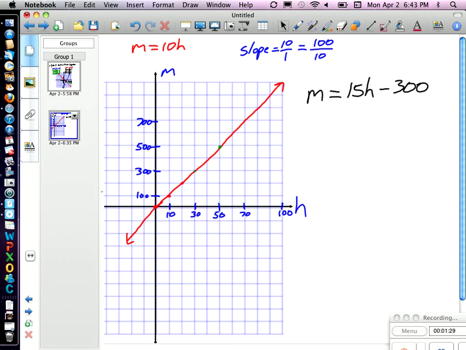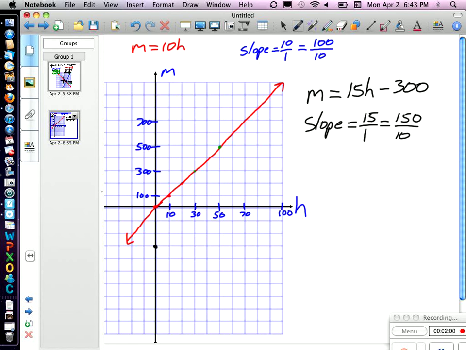It's the same slope-intercept graphing, except instead of starting at 0, because if you work 0 hours in this case, you would actually make negative money because you bought something that never was used. So we're going to start out at negative 300. 1, 2, 3. So negative 300 is your starting point. And now it's a slope of 15 this time. 15 over 1. Let's write that down. Slope of 15 over 1.